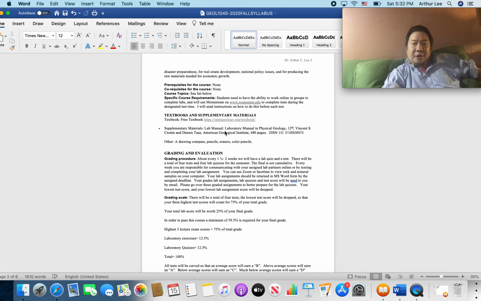As far as the lab goes, you're going to have to buy that. That's the most expensive thing, and here it is. It's available in the bookstore or on eBay, Amazon. eBay is usually cheaper than Amazon. Make sure you get the 12th edition. And you're going to need that lab manual to do your labs.